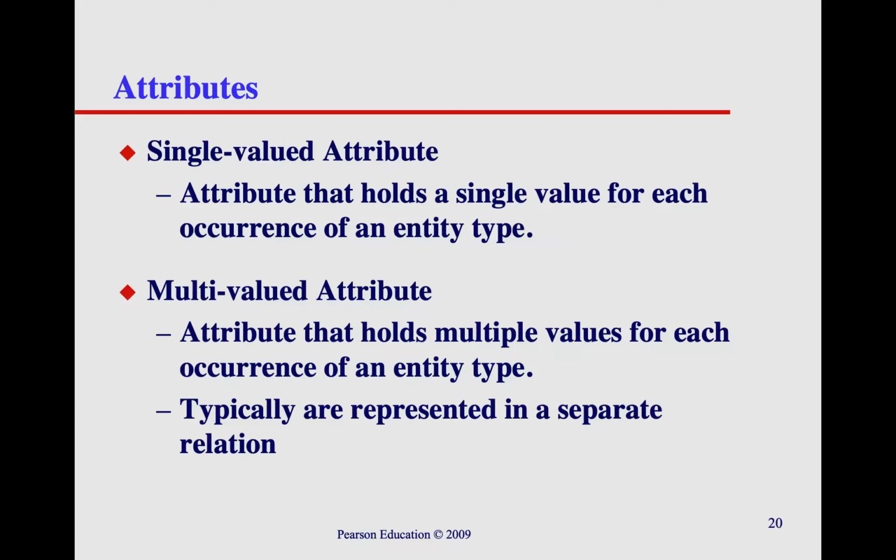Then you can also have single valued or multi-valued attributes. And remember, the relational model doesn't allow multi-valued attributes, but that doesn't mean they don't exist. It just means you have to figure out how you're going to model a multi-valued attribute in a relational model. And in fact, you see that I say it's typically represented in a separate relation. And I will get into that on Tuesday because we're running out of time.